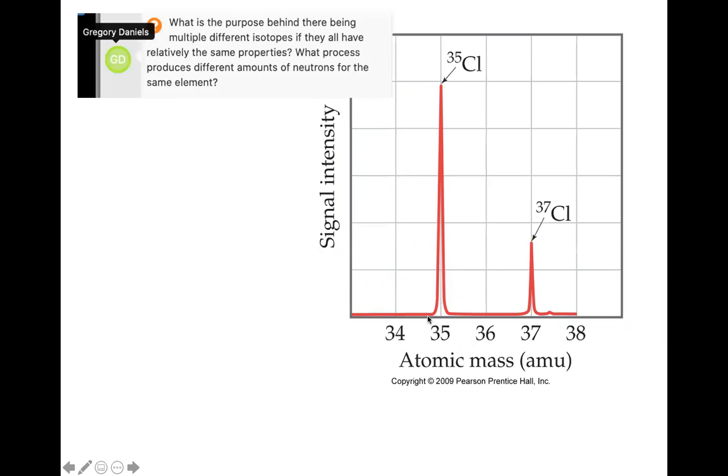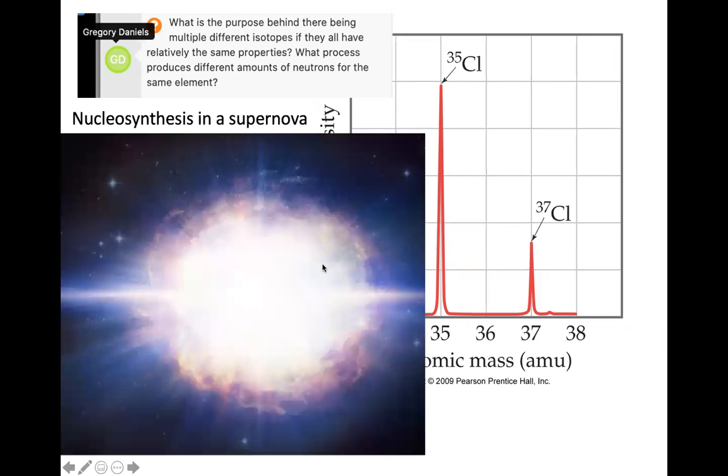Now, Gregory made a comment within here. Well, what would be the purpose behind there being multiple different isotopes? They have relatively the same properties. What's the purpose of that? I think that's coming at it a little bit backwards. It's not like scientists say, okay, well, let me make different isotopes. The different isotopes are made when different atoms were first made.